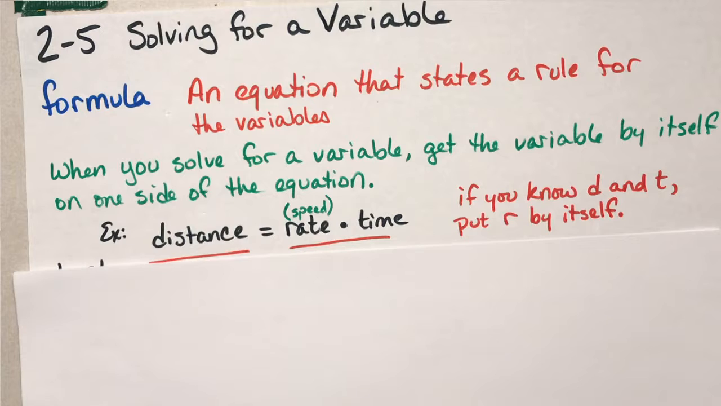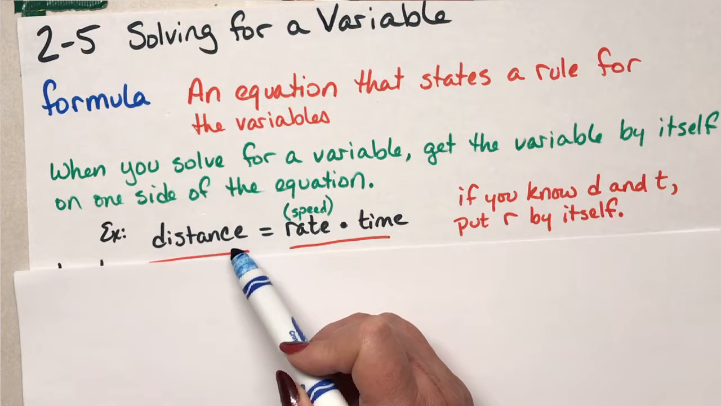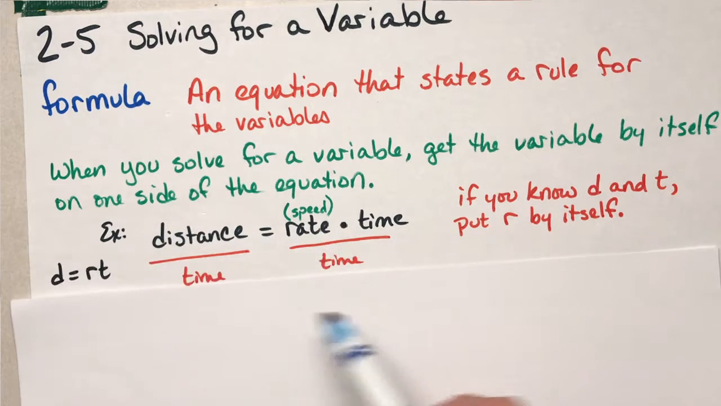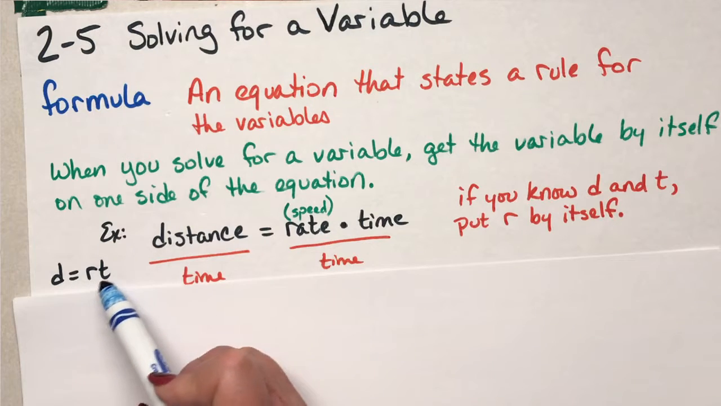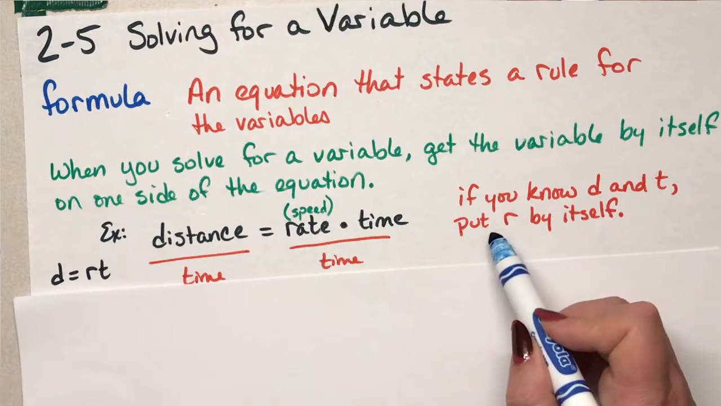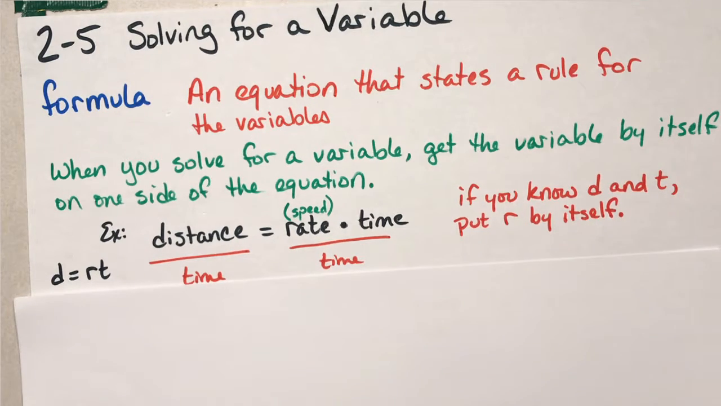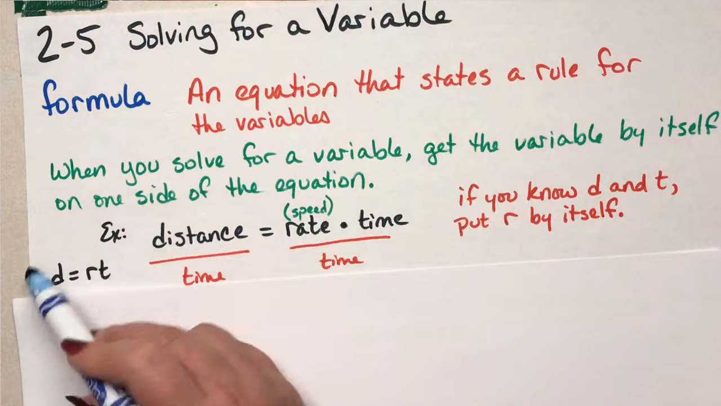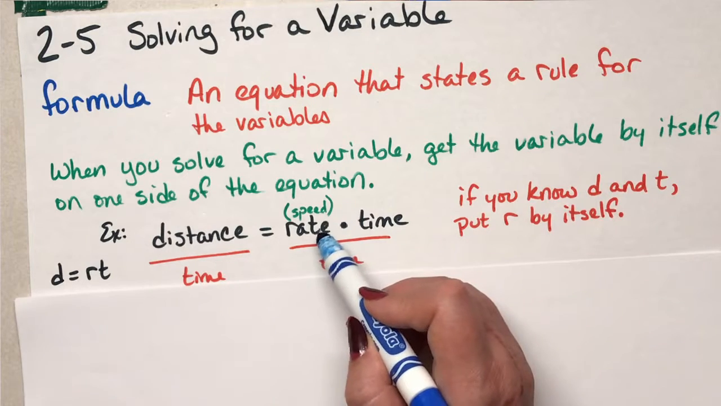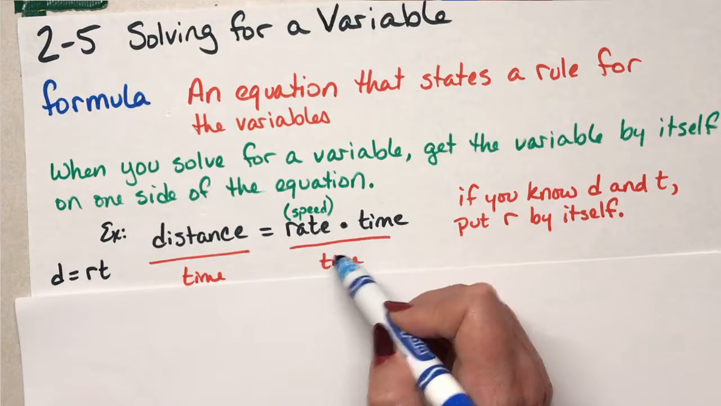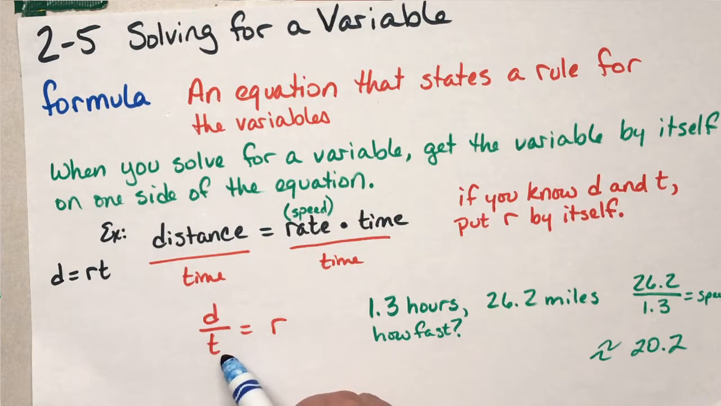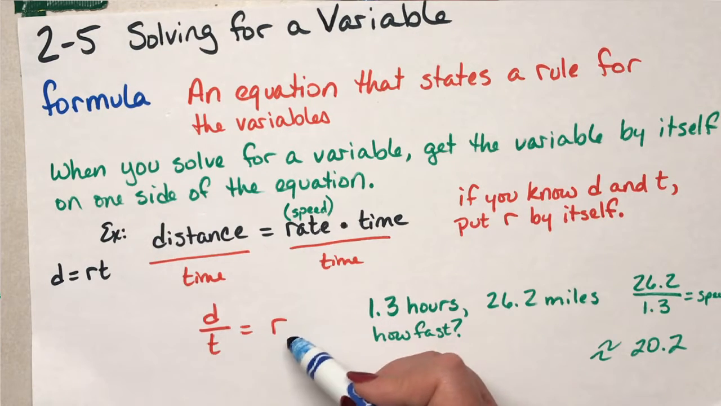For example, here we have the equation for speed. Distance equals rate times time. So it looks like D equals RT. Now, if you know D and T, you have to put R by itself. So what they're asking you to do is start with just the letters, D equals RT, and get R by itself. If you know that you have to find R, divide both sides by time. So now your new equation is distance divided by time equals rate.